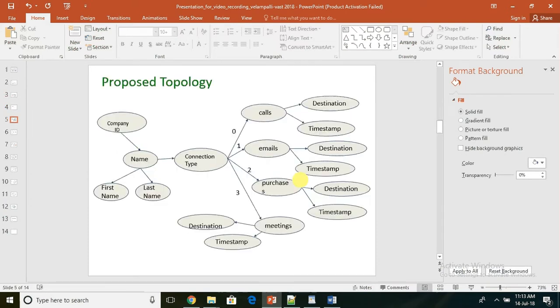There can be multiple topologies to solve this problem, and for this challenge we use this proposed topology. Each person in the company is assigned a unique ID. We structured each person based on the kind of activity they perform, that is, either calls or emails or purchases or meetings.